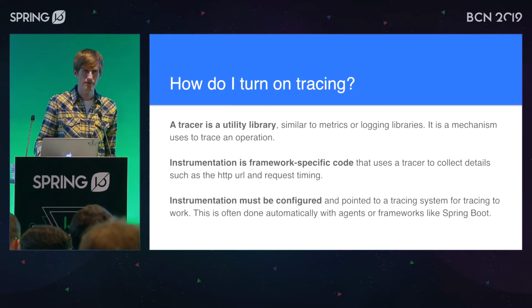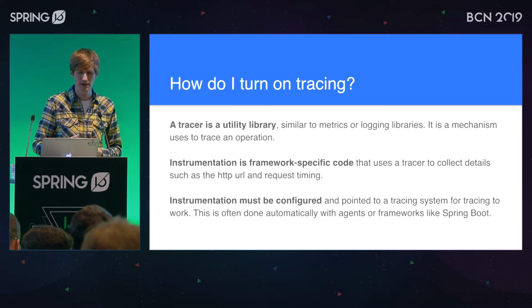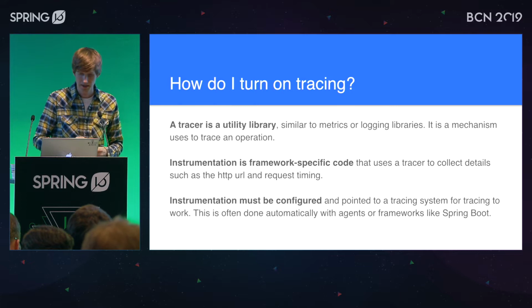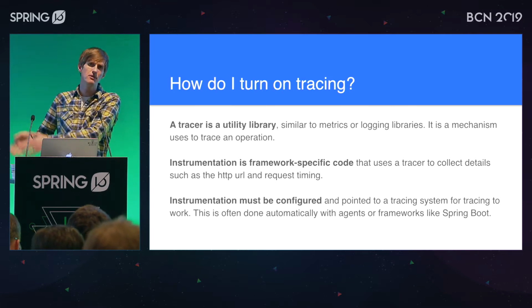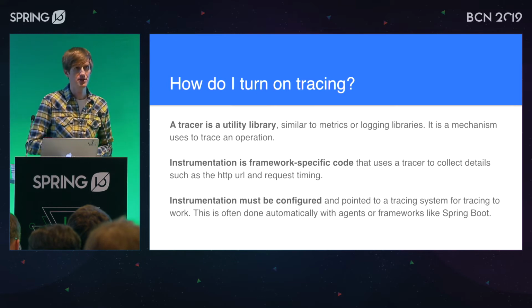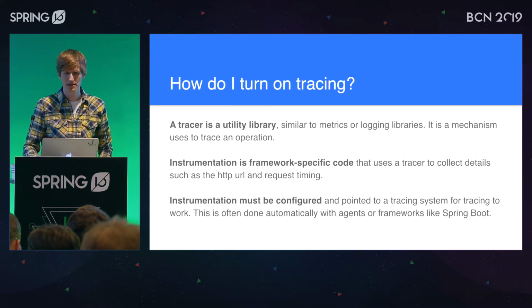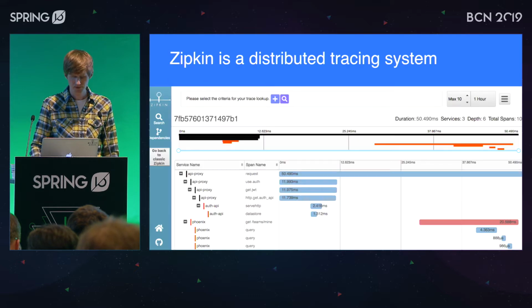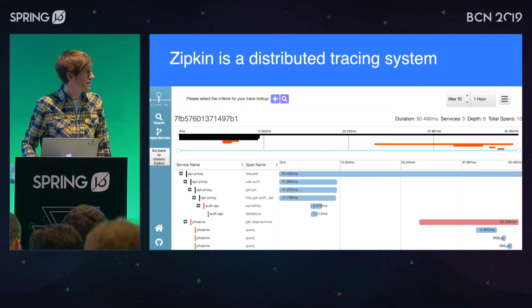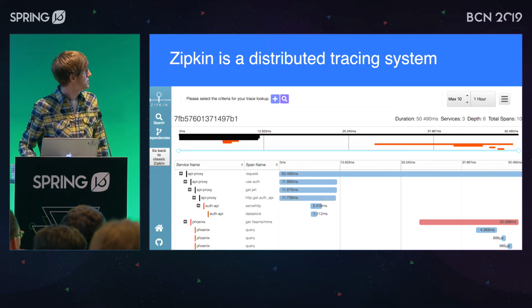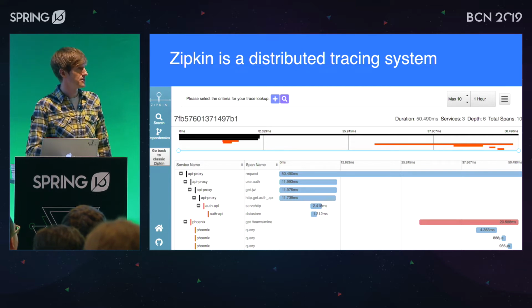That instrumentation, the framework-specific code, you're either configuring it or something like Sleuth is configuring it for you. And then that, at the end of the day, is pointed somewhere to throw this stuff. Some people would just throw it in their logs, but most of the time you would send it to a tracing system, Zipkin being one of those. This is a screenshot of our lovely evolving new UI called Lens. And this is a real trace.